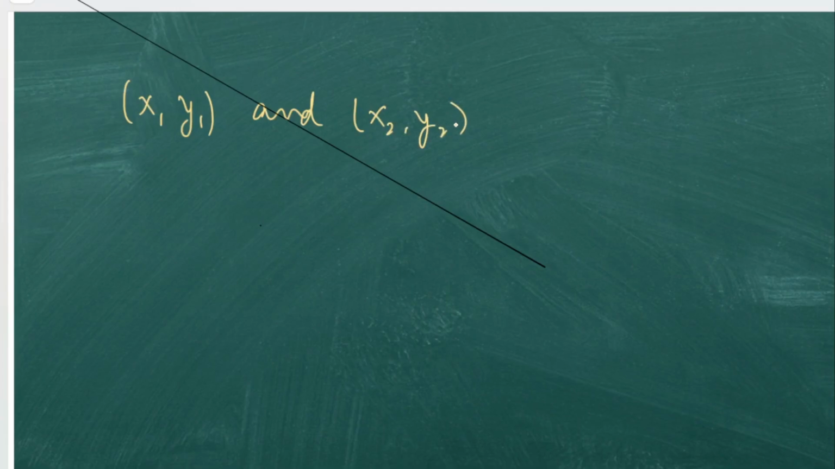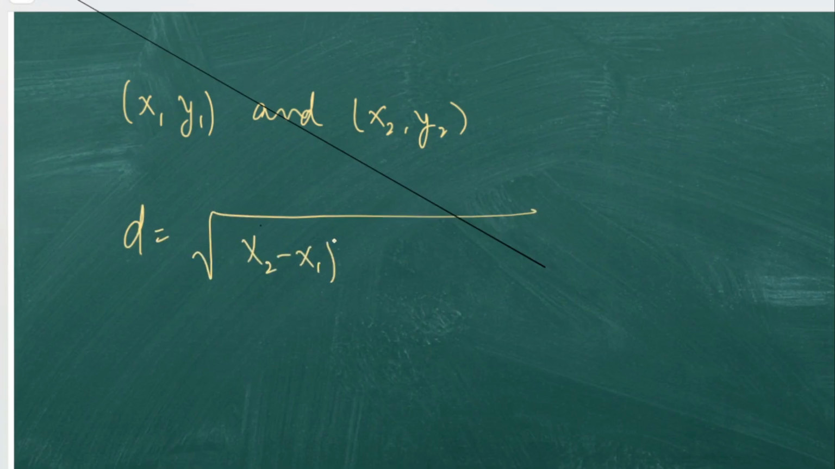So if you have 2 points x1, y1 and x2, y2, and you want to find the distance between these 2 points, then the distance is always given by the square root of x2 minus x1 whole squared plus y2 minus y1 whole squared, and that is what the distance formula is.